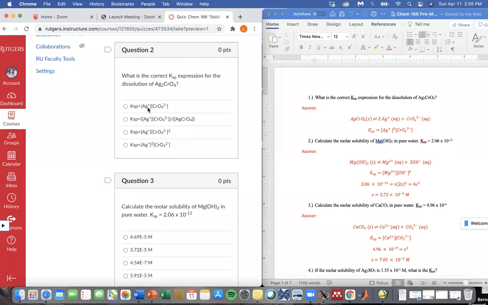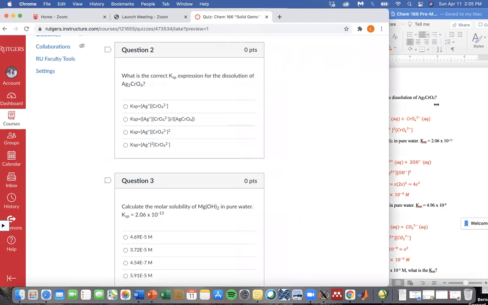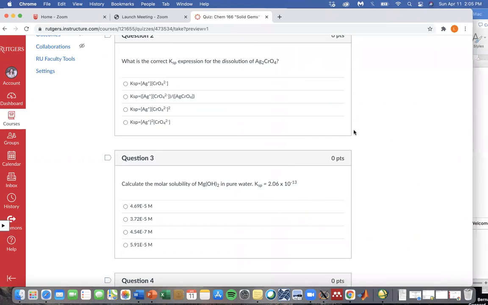For the first one, we have the correct KSP expression for the dissolution of Ag2CrO4. So what do you guys think for this one? Let me cover my answer key. Were there any that you immediately ruled out? I had to write out the equation, and I'm not even going to lie, I picked D just because of the Ag2, the 2 is there. So it just made sense. Yeah, and that's the answer.